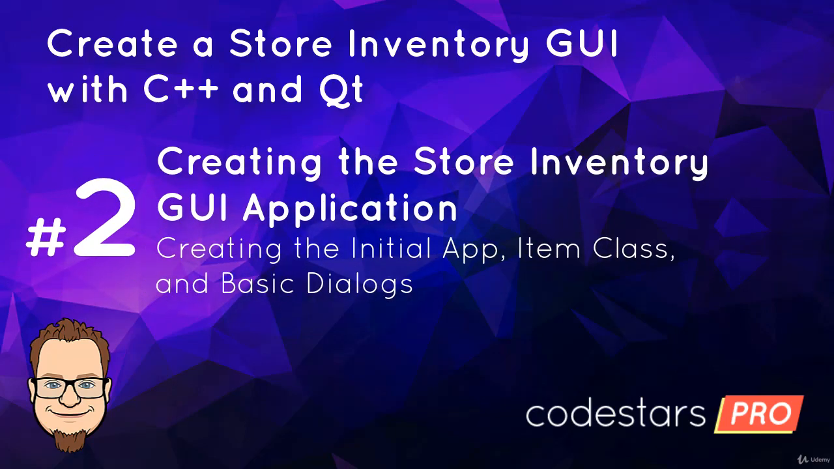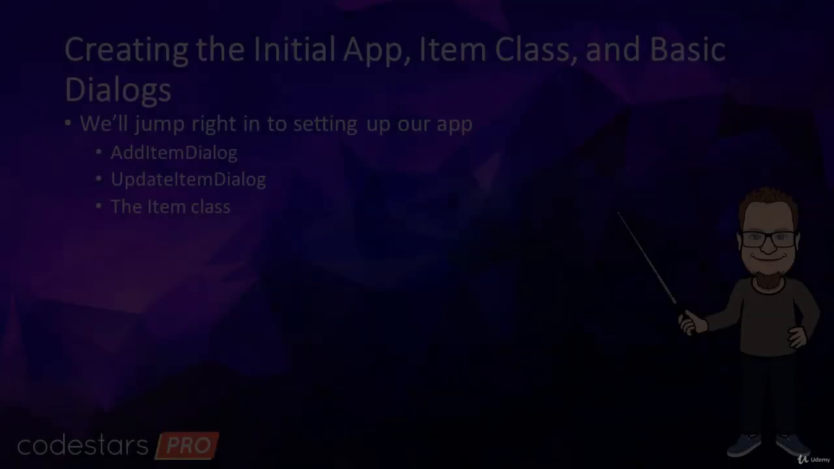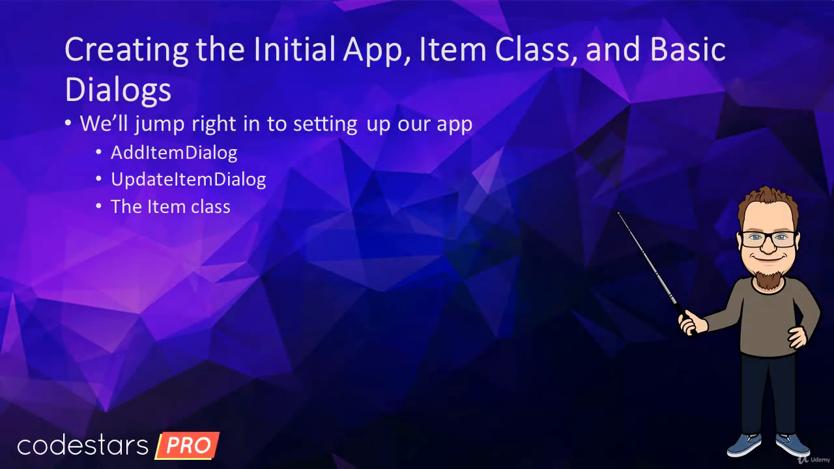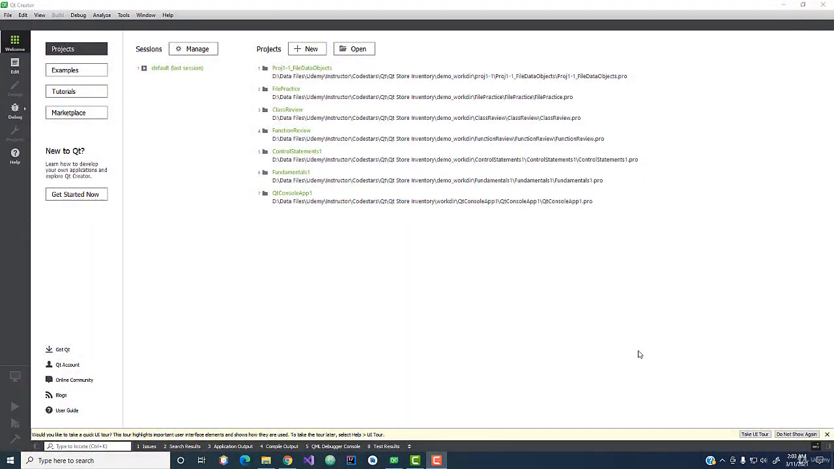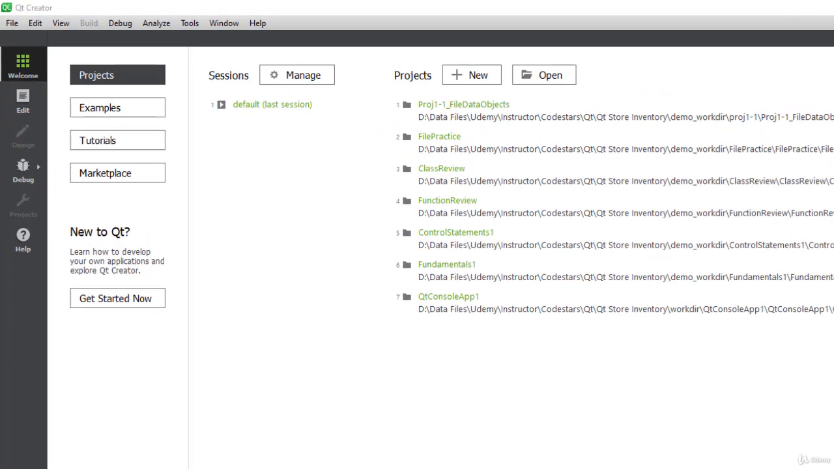In this lecture, we're going to do a little bit of a free flow going through the app as you watch me create it. We're going to create the initial app outline and the item class and some basic dialogues. So first we have to create the project.